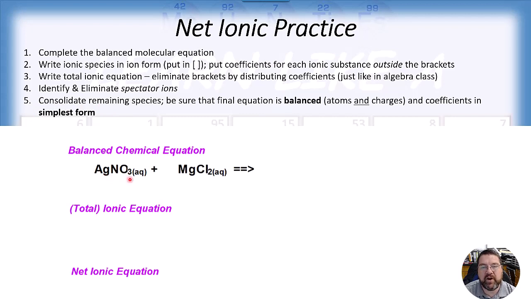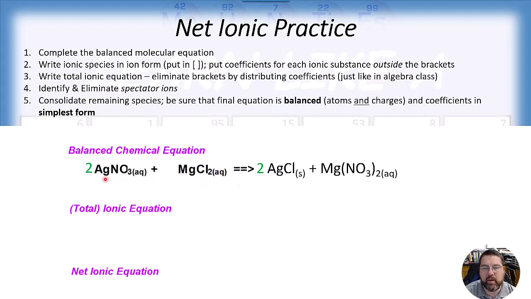So if we have silver nitrate plus magnesium chloride, we do a double displacement reaction there. We're going to get silver chloride solid plus magnesium nitrate. And so if we start by writing this and looking at which of these formulas are going to dissociate, silver nitrate is soluble. But first we're going to balance it. So if we balance it, we need a 2 in front of the silver nitrate, a 2 in front of the silver chloride. That balances the nitrates and the chlorides.